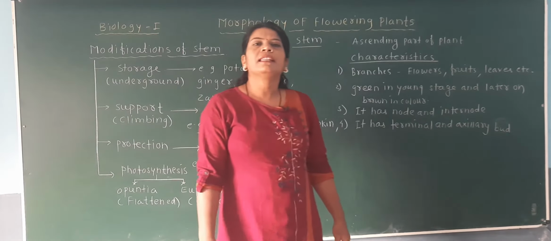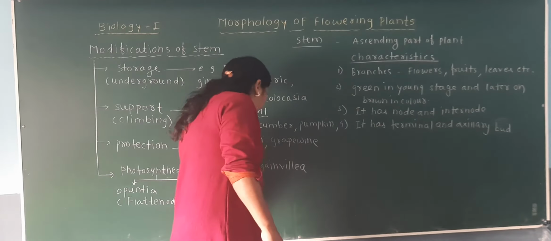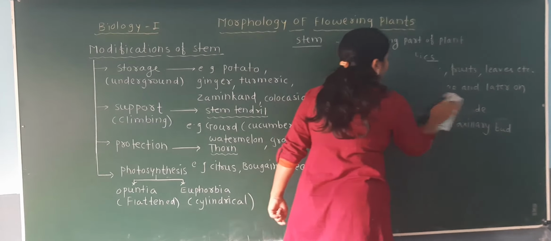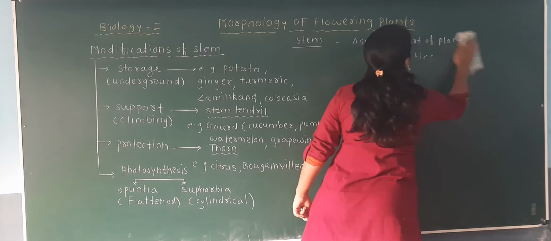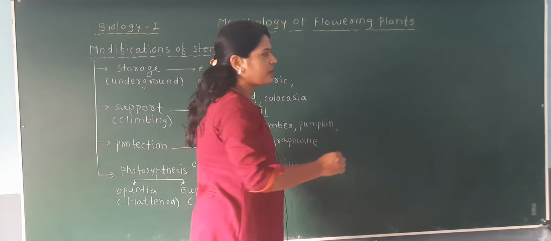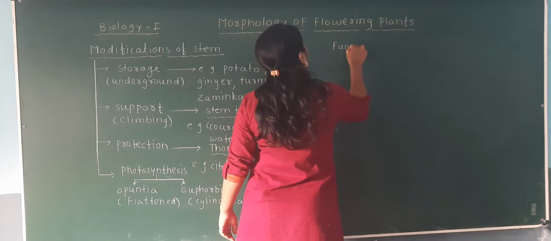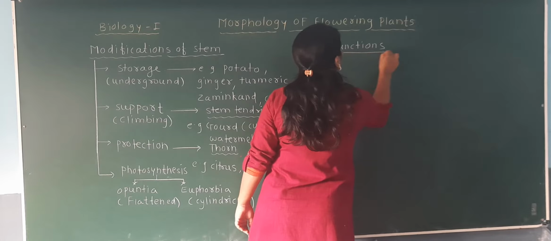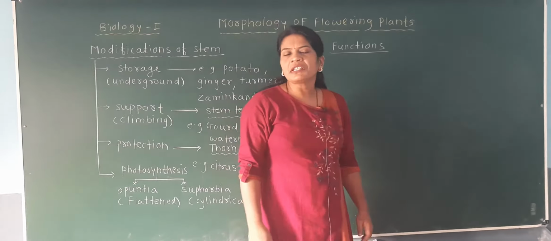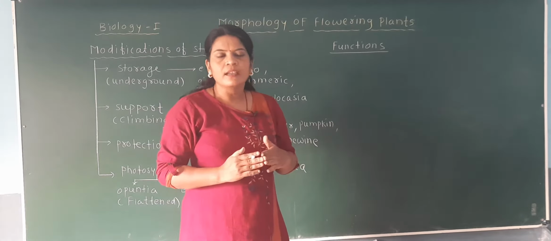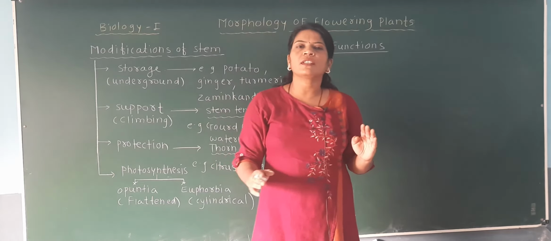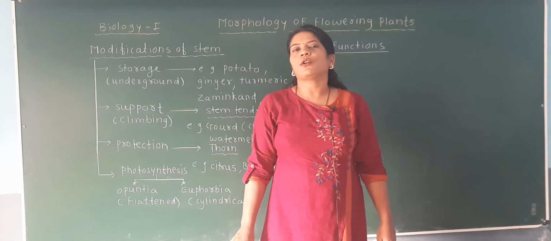Now we will discuss the important functions of the stem, because when you study the stem in detail, you should know the definition, the characteristics and the functions of the stem. So what are the functions of the stem? The first function of the stem is that it spreads the branches which have leaves, flowers, fruits. The branches of the plant can be spread by the stem part of the plant only.